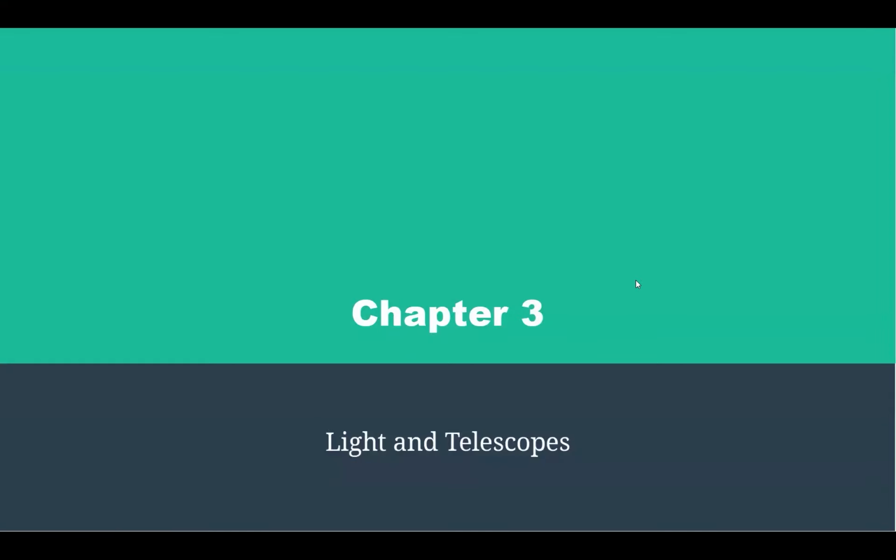Hello and welcome to Chapter 3 on Light and Telescopes, which will hopefully be the longest chapter that we talk about, at about 140 pages, and is going to go over some of the physics and some of the technology that we use to actually make measurements of celestial bodies in telescopes and other related technologies.